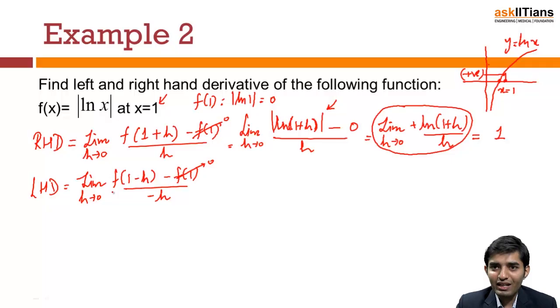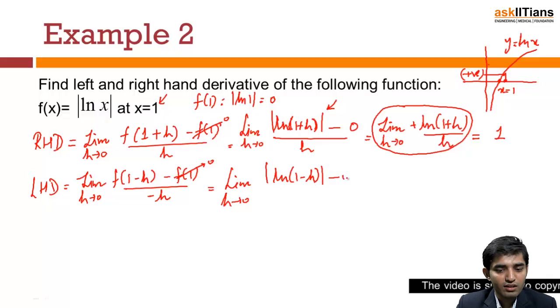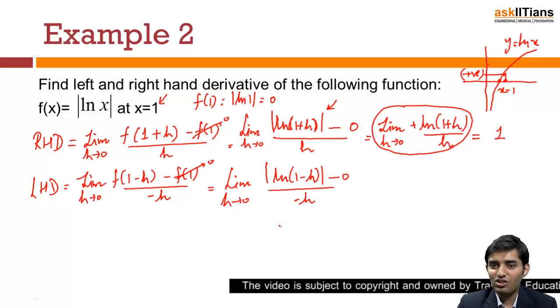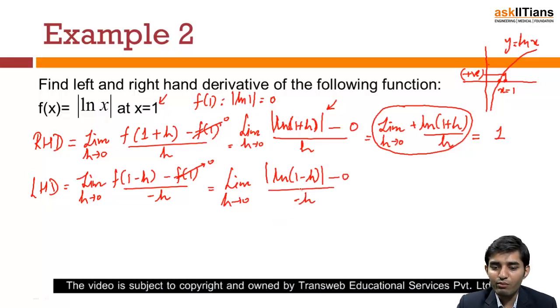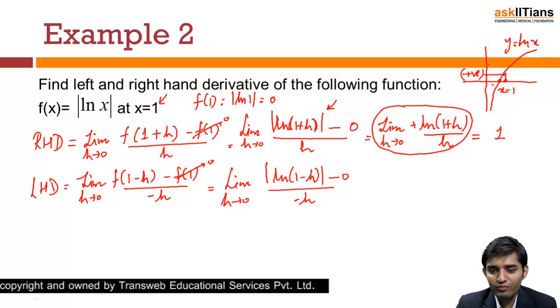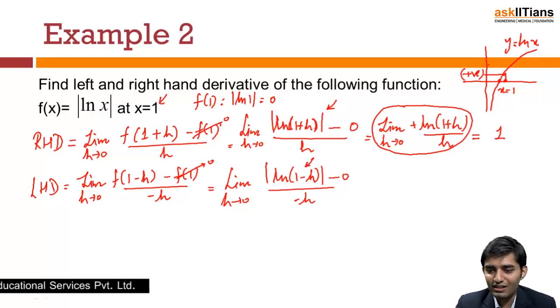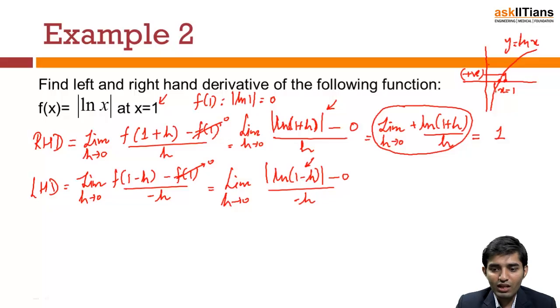And what will be the left hand derivative? Left hand derivative is nothing but f of 1 minus h. So what will be f of 1 minus h? Limit h tending to 0, f of 1 minus h will be mod of ln of 1 minus h, minus 0, divided by minus h. Now what will be the value of ln of 1 minus h? See, if x is less than 1, ln of 1 minus h, right? So x is less than 1. If x is less than 1, this point is 1 minus h, then log will be negative. So this mod will open with a negative sign.